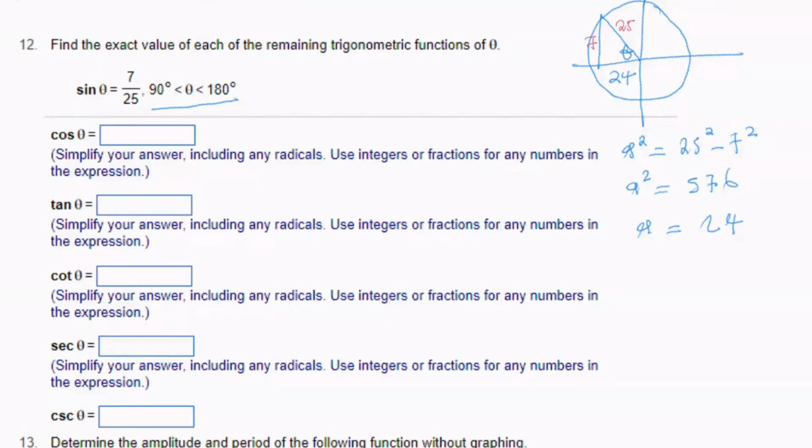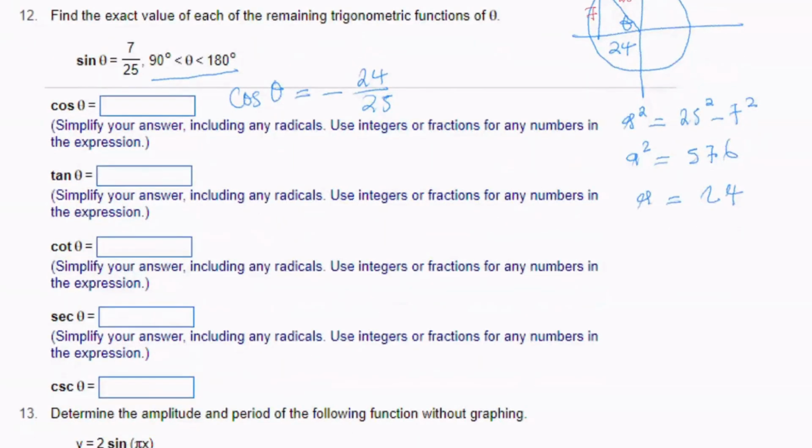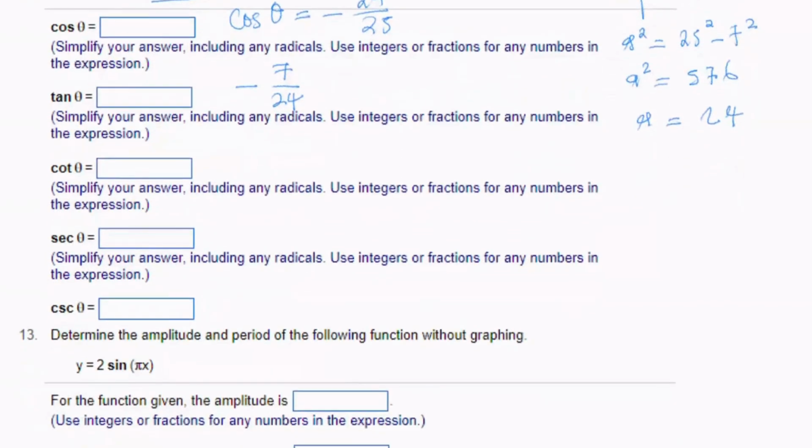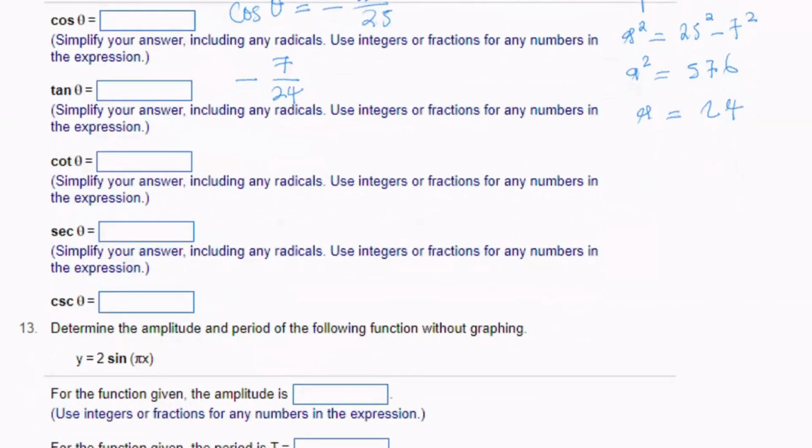So if that is the case, then cosine theta is the adjacent over the hypotenuse. And we are in the second quadrant, so this is negative 24 over 25. In the same way, tangent is opposite over adjacent. So in the second quadrant, we are negative, so negative 7 over 24. All right. So cotangent is just the reciprocal of the tangent. So this is just negative 24 over 7.